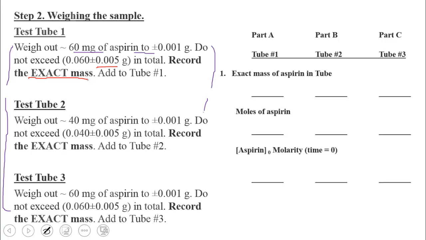Just throw it away in the aqueous waste beaker at the end of one of the tables or benches, and that's what we're going to do with the extra. Do not put it back into the bottle you took it from.